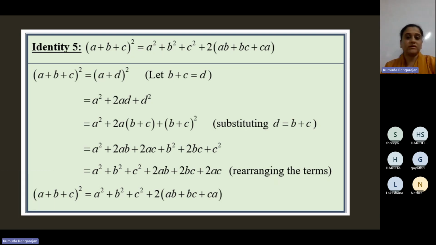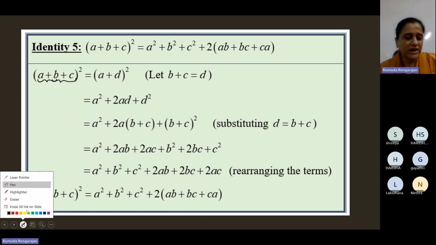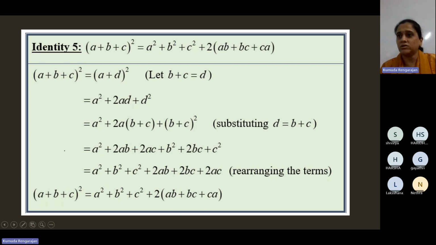So we'll see how we get this identity. We take up the LHS as always, a plus b plus c the whole square. Now here for b plus c, use a different variable d. Let b plus c be equal to d. Or you can even say let a plus b be equal to d, anything. So we'll understand this first and then you can make out the variations yourself. Let b plus c be equal to d or any letter x, y, z, any letter.